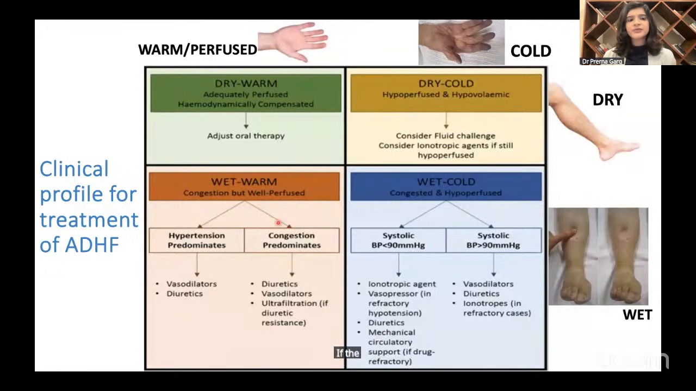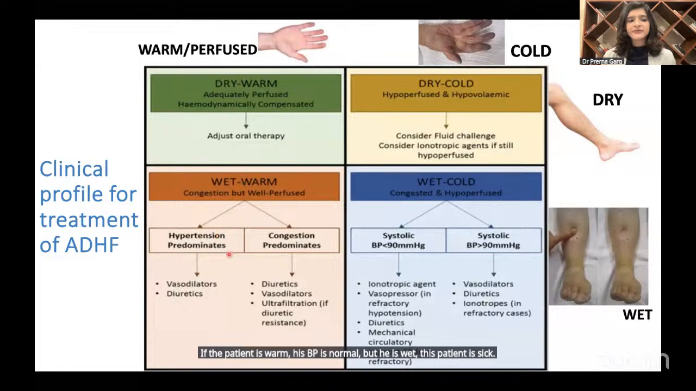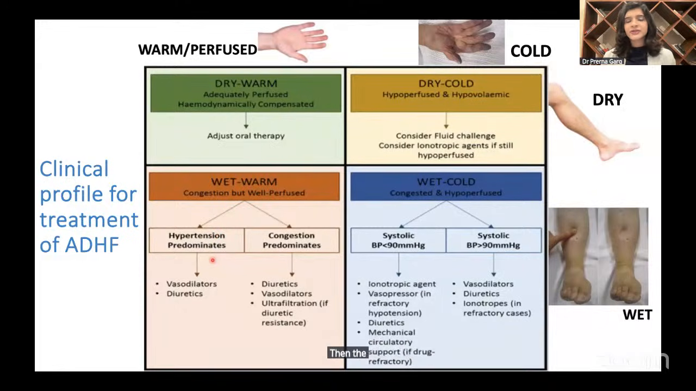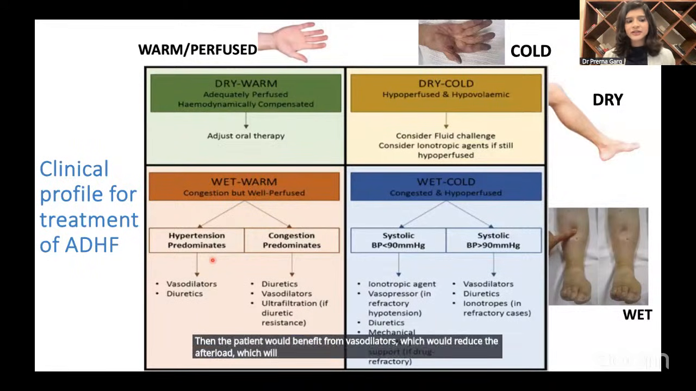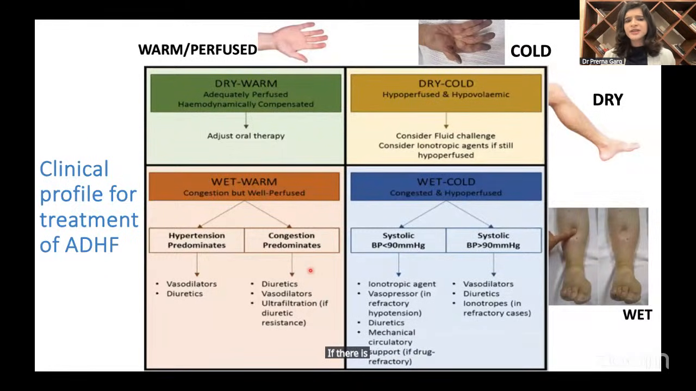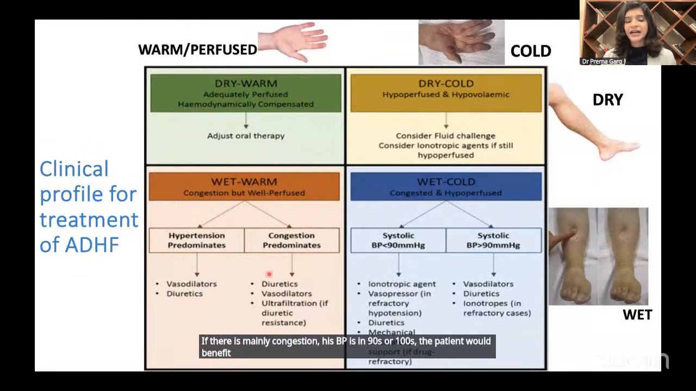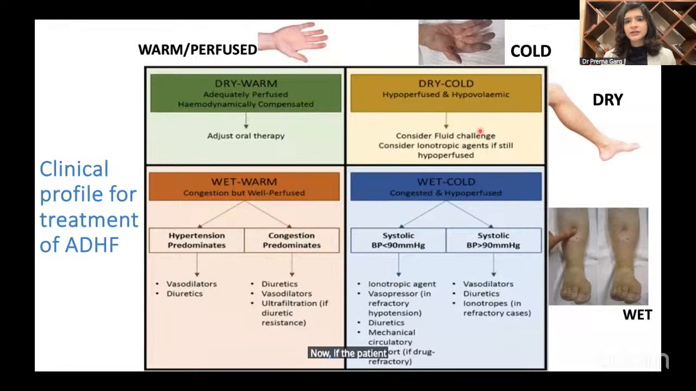If the patient is warm, his BP is normal, but he is wet, this patient is sick. If his BP is very high, then the patient would benefit from vasodilators, which would reduce the afterload, which will reduce the pressure against which the weak heart has to work. If there is mainly congestion, his BP is in his 90s or 100s, the patient would benefit from a high dose of diuretics.